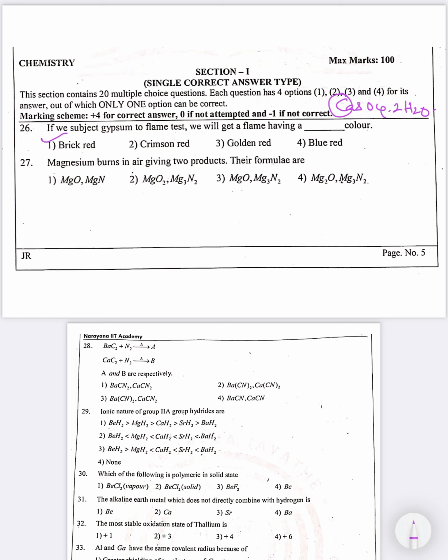Magnesium burns in air giving two products. The formulas are, see, generally when magnesium reacts with air, two types of products we can expect. One is magnesium reacts with oxygen, forms magnesium oxide, 2 moles. At the same time, magnesium also burns in the absence of oxygen. That means it reacts with nitrogen, forms Mg3N2. Two compounds are formed. One is MgO, other one is Mg3N2. So third option is correct.